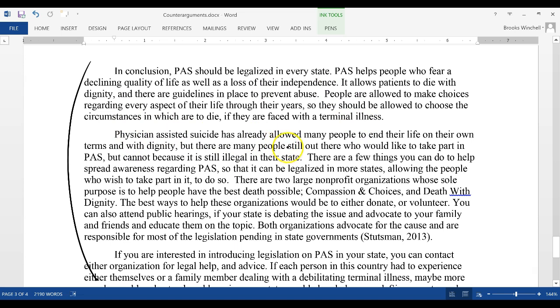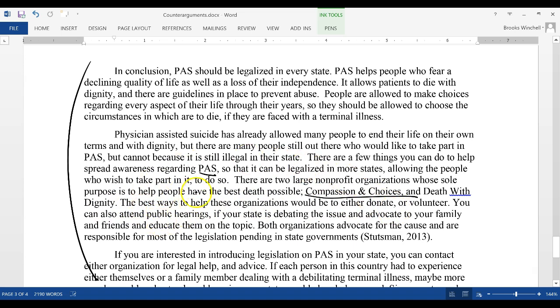"Physician-assisted suicide has already allowed many people to end their life on their own terms with dignity, but there are many people still out there who would like to take part in PAS but cannot because it's still illegal in their state. There are a few things you can do to help to spread awareness regarding PAS so that it can be legalized in more states, allowing people who wish to take part in it to do so. There are 2 large nonprofit organizations whose sole purpose is to help people have the best death possible: Compassionate Choices and Death with Dignity. The best ways to help these organizations would be to either donate or volunteer."